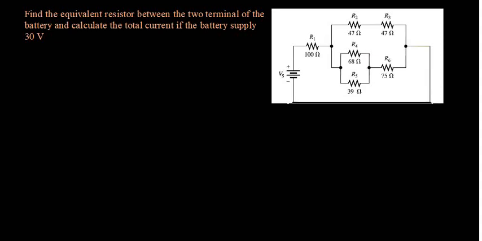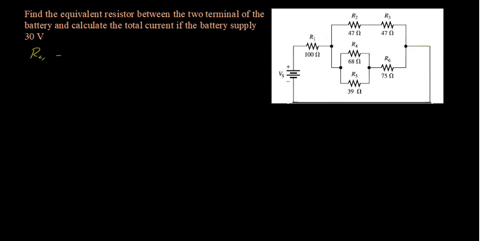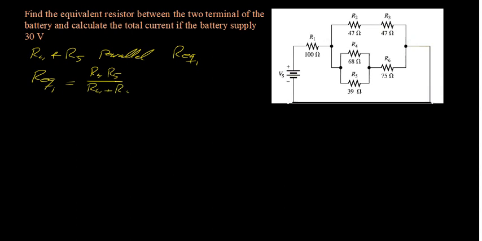Now, I will start with resistor 4 and resistor 5, which are in parallel, and I will name it R equivalent 1. So R equivalent 1, we can use the special way to solve it when it's only two resistors, and that will give me the value of almost 25 ohm.